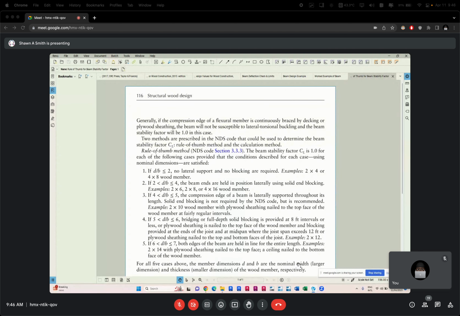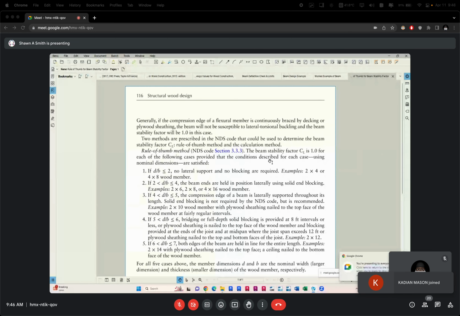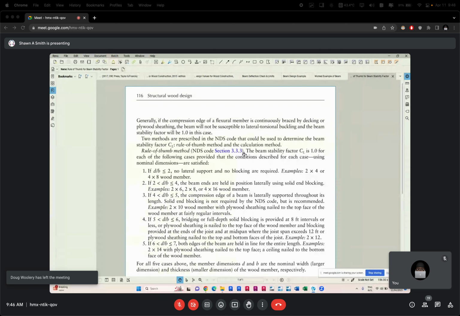All right. So the sheet I have on screen right now, which you also have, is the first one I actually extracted last night. It speaks to the rule of thumb method of determining whether your beam stability factor CL equals 1. All right. And I can assure you that all of what we have been doing in terms of beams and all that you'll be doing in the assessment, which I'll be posting this week, and also your exam, it will come down to one of these cases.